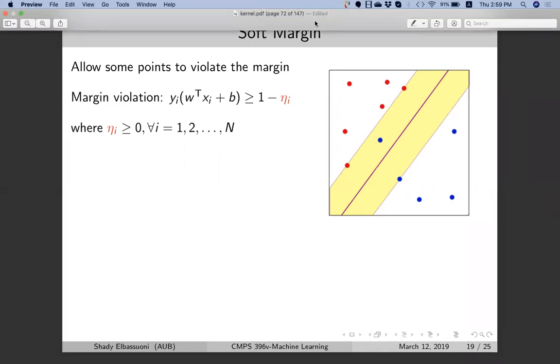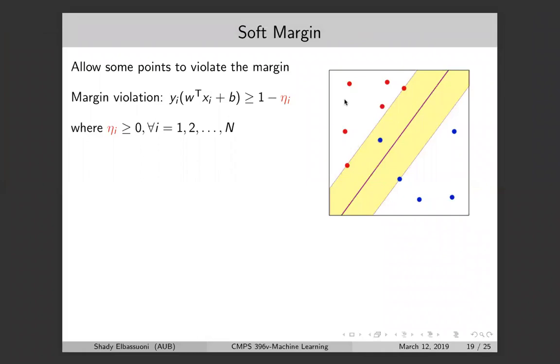Sir, is the eta i the number of points that are crossing this margin? No, it's the amount, how much for every point. For every point you have an eta i. For every point it could be 0, meaning that the point does not violate the margin, or it could be positive, meaning that this point violates the margin. If it's positive, what's the difference between 1 and 2?